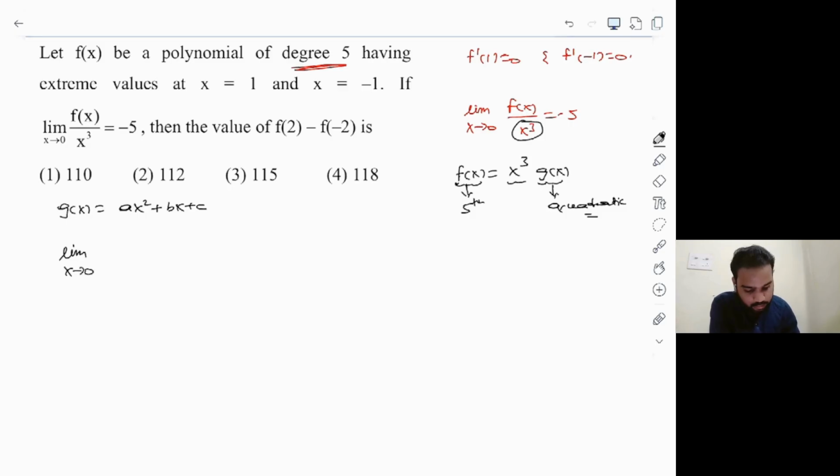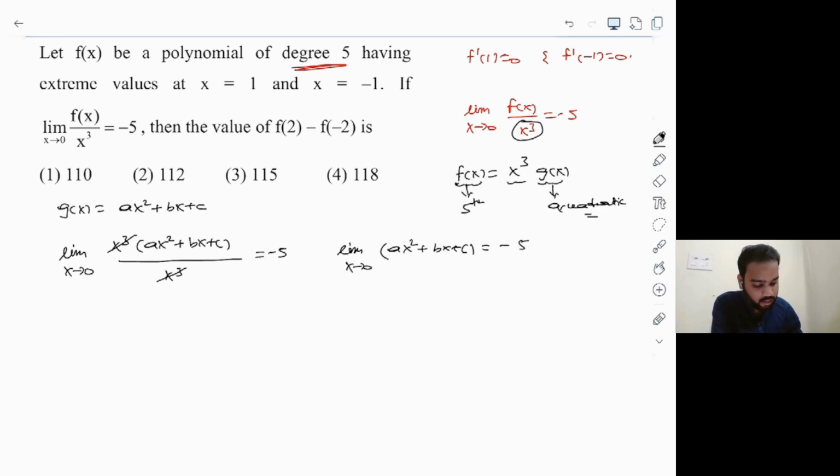That is limit x tends to 0, f of x is what? x cube multiplied by g of x is nothing but ax square plus bx plus c whole divided by x cube. And that must be equal to minus 5 here. Okay. Now clearly this x cube gets cancelled and the remaining part will be limit x tends to 0 of ax square plus bx plus c, which must be equal to minus 5. Okay. And then clearly you can notice that if you input x tends to 0 here, you're going to get c is equals to minus 5. So directly we have one of the required values, that is c is equals to minus 5.